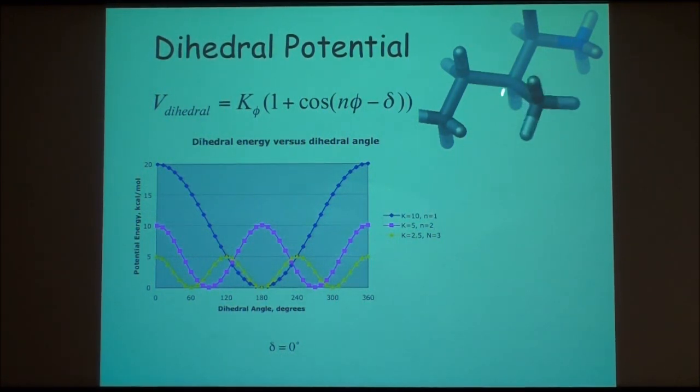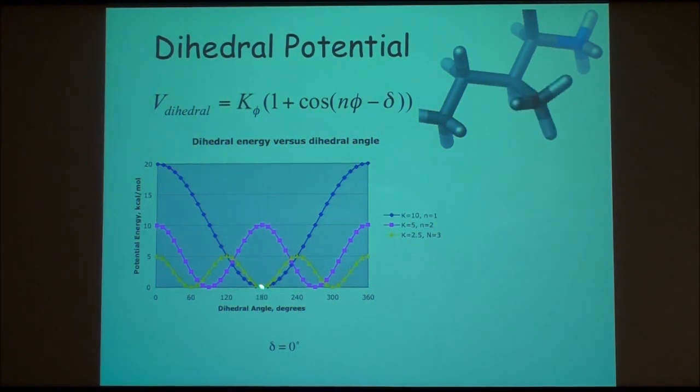I think the rotation of the methyl group shown here is described by the yellow curve. I hope you can see it in the back. That has the lowest force constant, 2.5 kilocalorie per mole. The periodicity here, N, determines how many times you come up with the same configuration in a 2 pi rotation. For a methyl group, it would be 3, because after every 120 degrees, you reach the same position. And then the phase determines the position of the minimum. So for this case, they are all the same.